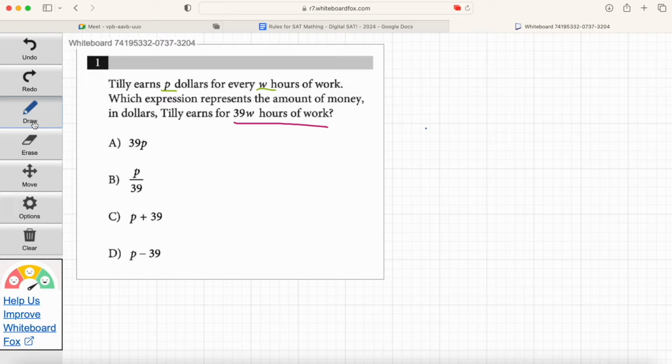Because anytime you see variables in the question, especially when we see them in the answer choices, there's generally a way to create values for those variables, and we're going to make it really concrete and really easy to understand if we create reasonable values. So let's practice that.